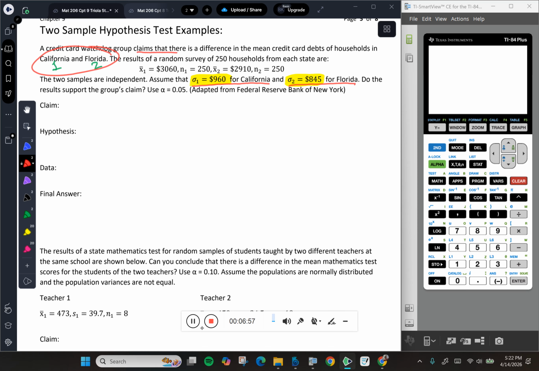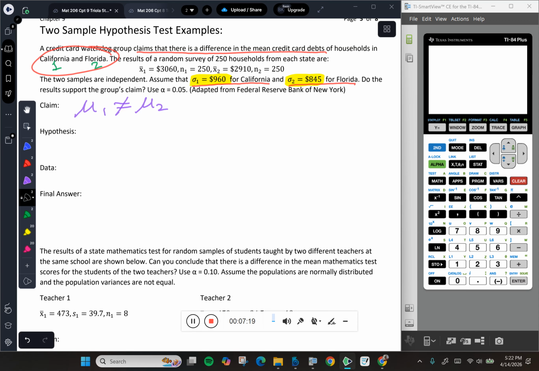Well, the claim is that there is a difference. Now, this is a weird one. A claim of a difference doesn't tell me which one's bigger, just says they're not the same. That is that the mean debt from group 1 is different than the mean debt from group 2. That's all the different means.